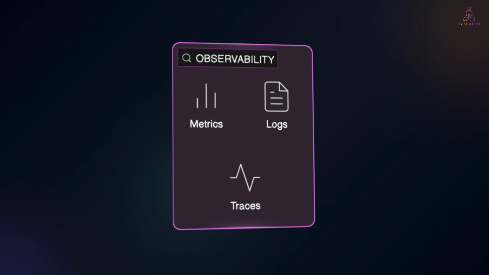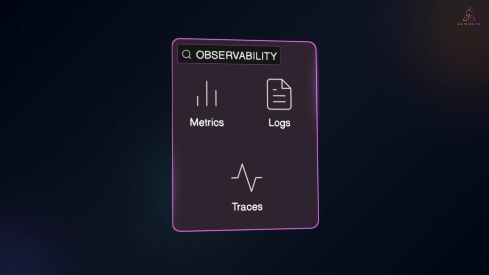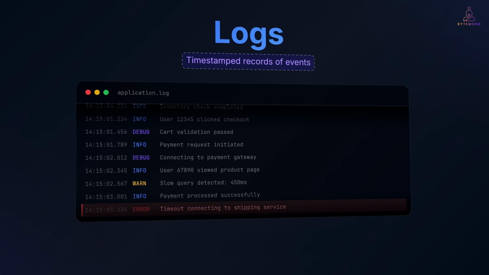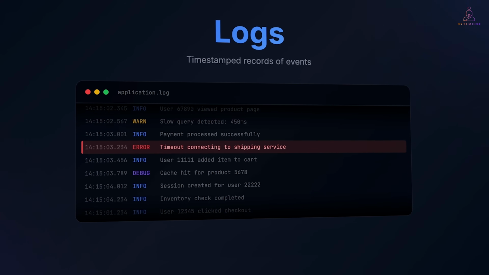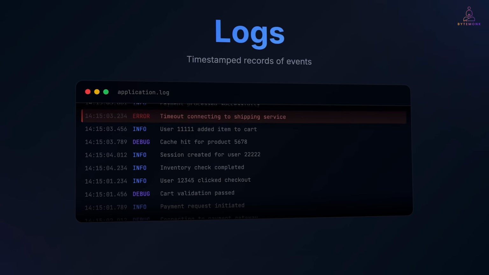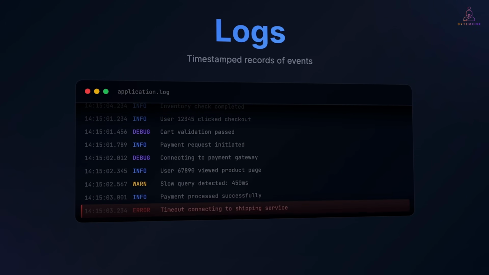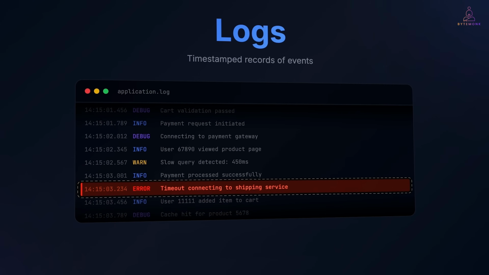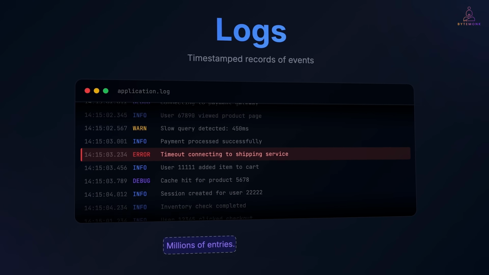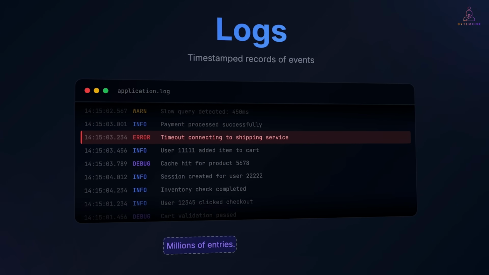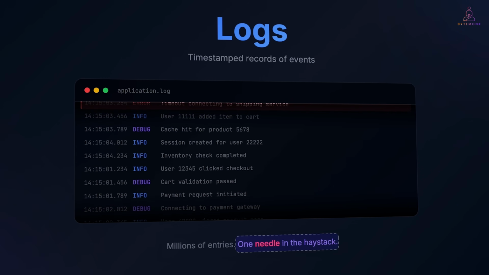Traditionally, we have had 3 tools to understand what's happening inside your systems. Starting with logs. These are timestamped records of events. Think of them as a diary your application writes. User 12345 clicked checkout at 2:15 p.m. Payment processed at 2:15:03 p.m. Or error, timeout connecting to shipping service. But the problem with logs? When you have millions of requests per day across dozens of services, finding the relevant log entry is like finding a needle in a haystack.